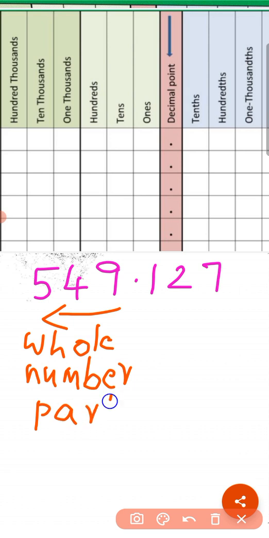Okay. Now let us place this in the place value chart. 9 at ones place, 4 at tens place, and 5 at hundreds place. So the whole number part is over. Now let us place the decimal part.